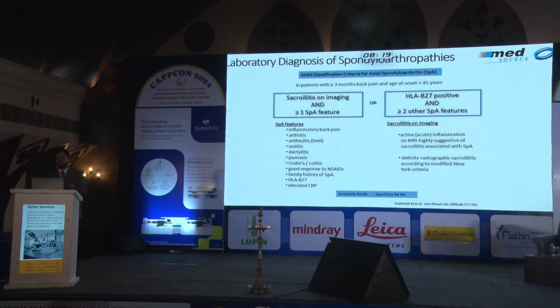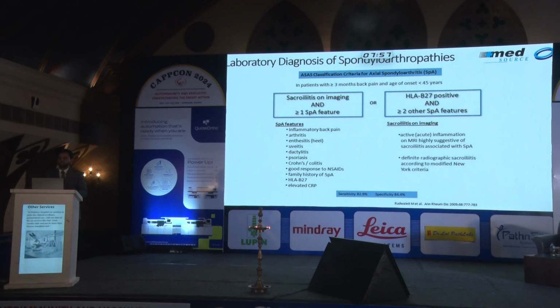For identification as per the ASAS classification criteria, the patient must present sacroiliitis on imaging along with any of the features of lower back pain, uveitis, psoriasis, even IBDs as well, and may or may not have a clinical history or family history of SPAs.